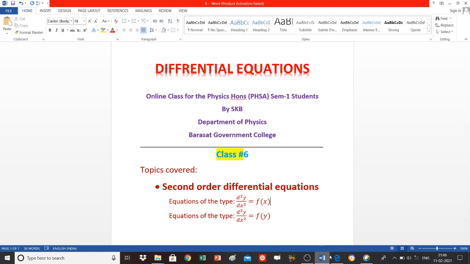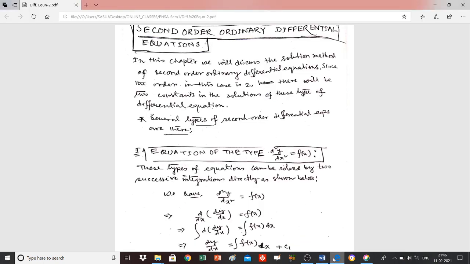So now come to the second order ordinary differential equation. You know that in case of first order ordinary differential equation, the derivative of the dependent variable with respect to the independent variable has the order 1. So in case of second order ordinary differential equation, the differentiation of the dependent variable with respect to the independent variable has the order 2.